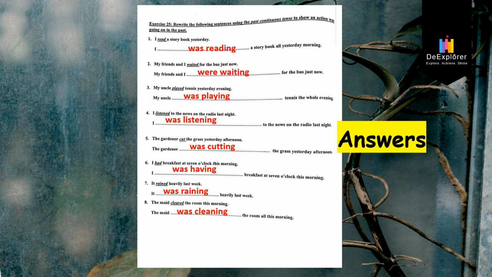员工那个园丁昨天下午正在剪草。Okay, so was cutting. Number 6, I was having. Having. Spelling, I was having. Number 7, it was raining heavily last week. 上个星期那时候正在。Okay. And number 8, the maid was clearing the room. Was clearing 正在整理那个房间。Okay, 今天早上正在整个早上都正在整理房间。Okay, so that's for number 8. Alright, so check your answers, mark.